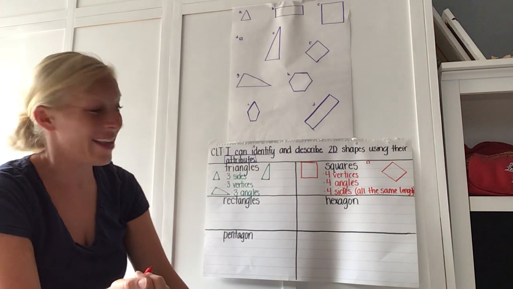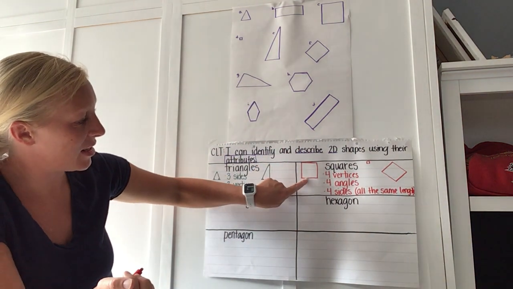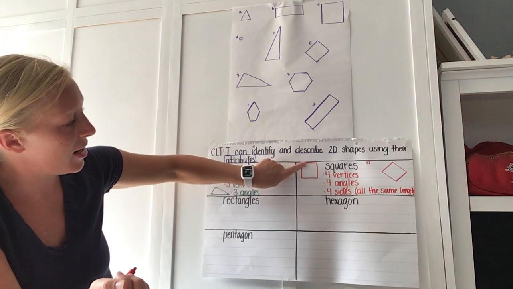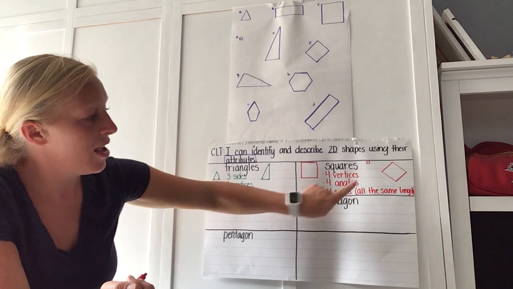They're all the same length. That means this side is the same length as this side. It's the same length as this side. It's the same length as this side.